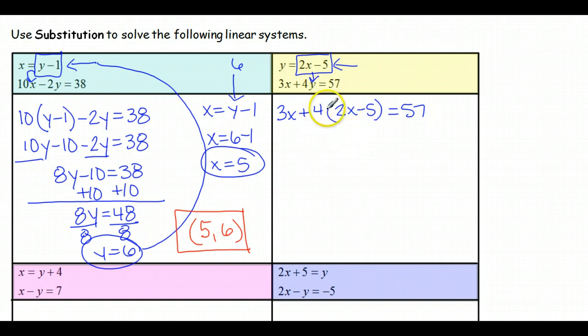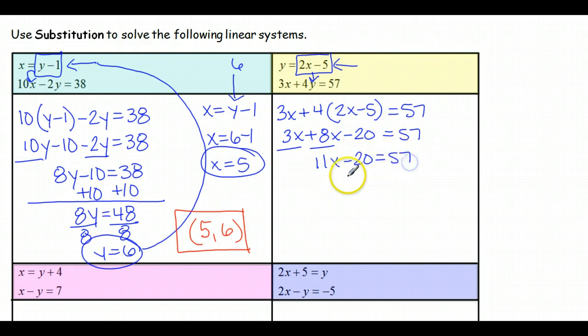Okay, so now we're going to continue. Let's distribute so we can solve for x. 3x plus 8x minus 20 equals 57. Combine like terms, so we get 11x minus 20 equals 57. Add 20 to both sides of your equation, and we get 11x equals 77. Divide both sides by 11, and you get x equals 7.